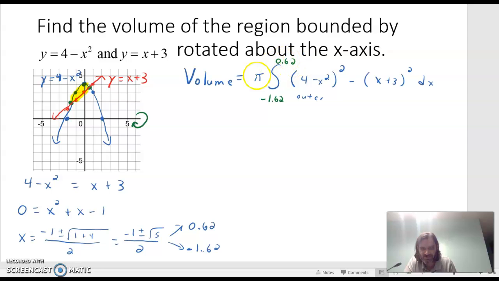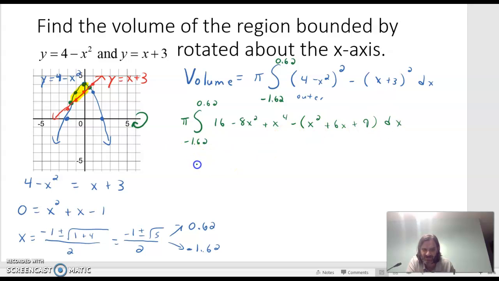We're going to ride this one out. So pi, and then from negative 1.62 to positive 0.62. And I need to FOIL things out. So what do we got here? I'm going to FOIL the 4 minus x squared, so I'll have 16 minus 8x squared plus x to the 4th. And then I've got to subtract off foiling the x plus 3, so that'll be minus the quantity x squared plus 6x plus 9.